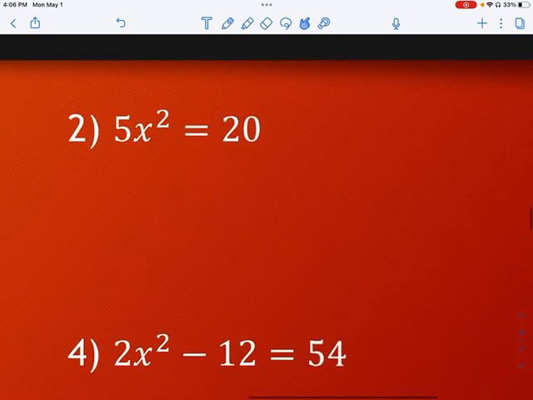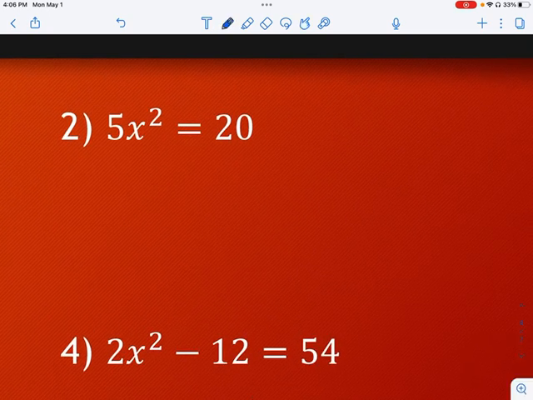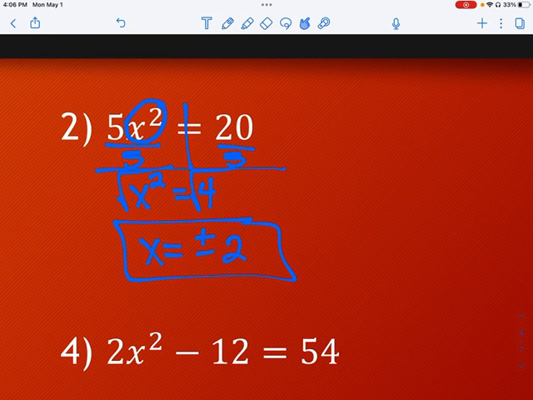Okay, let's try number 2 here. If we notice, number 2, the thing that is being squared is just the x, so I need to get rid of that 5 first. So I'm going to divide both sides by 5, and that would get me x squared is equal to 4. Then I would take the square root of both, and x would equal plus or minus 2. And that would be our solution.